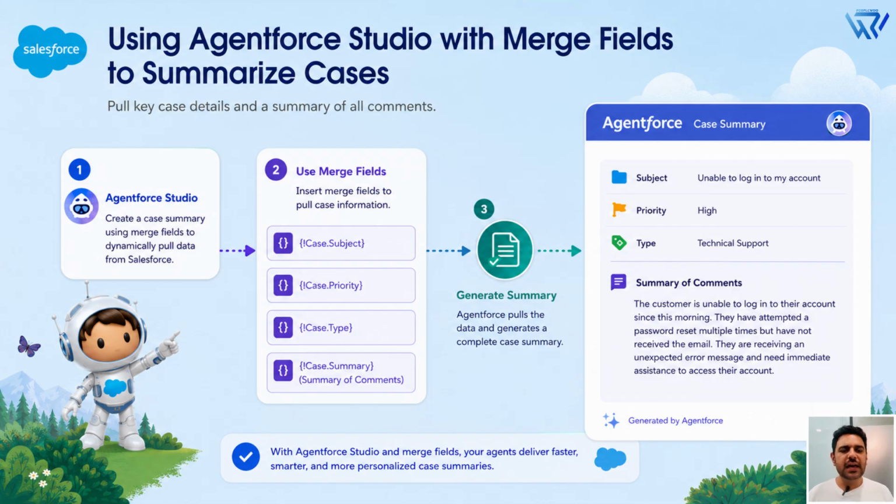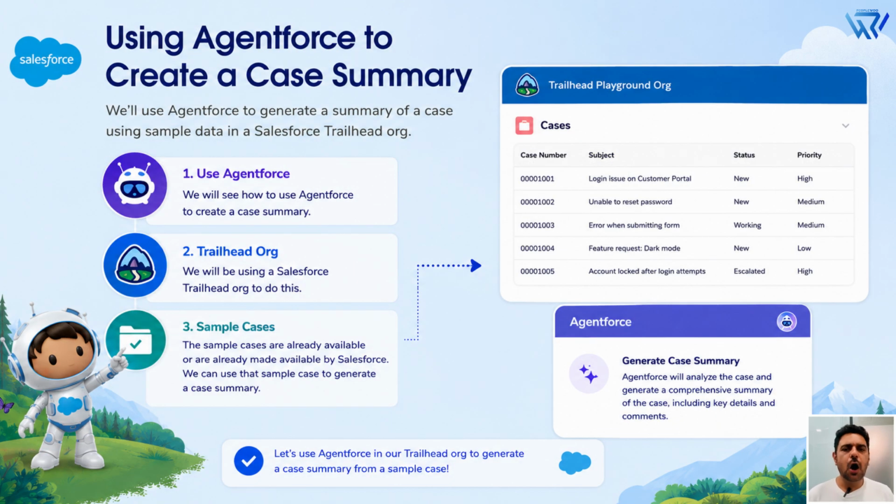So they will use Agentforce Studio with certain merge fields. They want the case summary of all the comments, but they also want the priority of the case, the subject of the case, and the type of the case. So they will use merge fields within Salesforce Agentforce to obtain the summary of the case. So we will see how to use Agentforce to create this case summary.